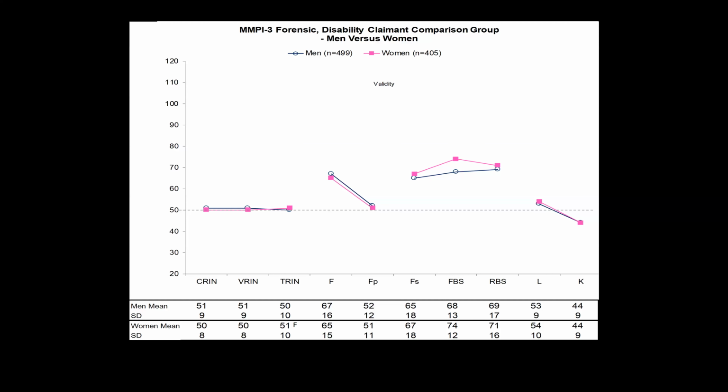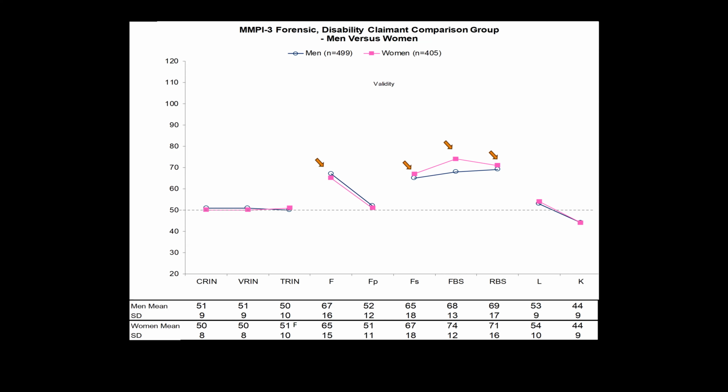And then our next and final comparison group sample that we're going to look at for this presentation are the disability claimants. These are individuals undergoing a forensic evaluation associated with a disability claim, 499 men, 405 women.